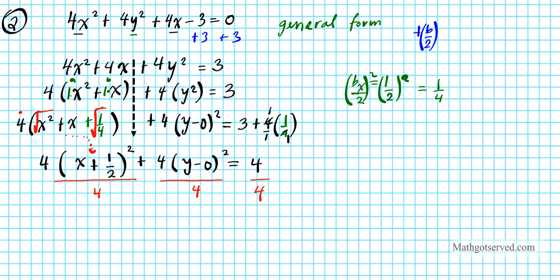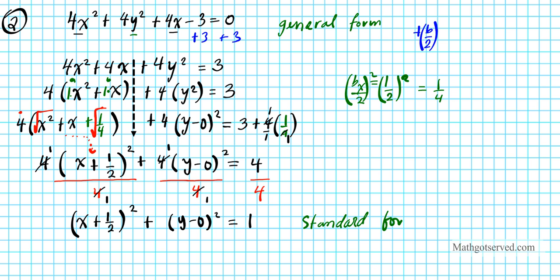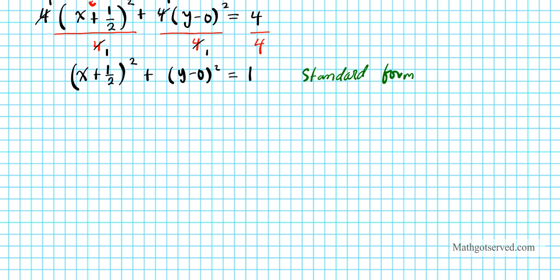Okay? All right. Now, having done that, we're going to have x plus 1/2 quantity squared plus y minus 0 squared, because this 4 is divided out. 4 goes here 1, 4 goes here 1, 4 goes here 1, 4 goes here 1, equals 1. All right? So what do we have now? We have the standard form of the equation of a circle. Okay? All right, so now we can find the relevant components and then graph.